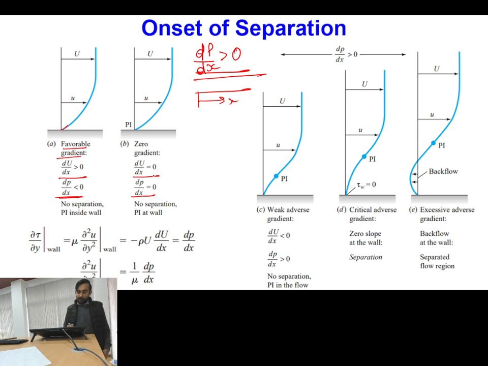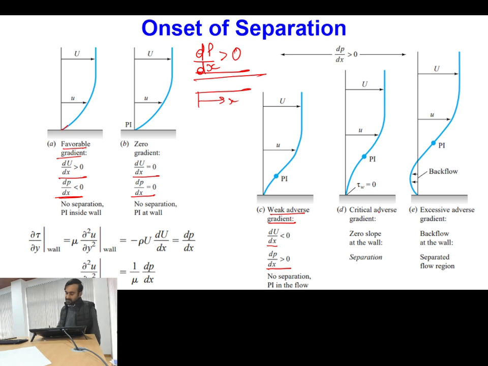Okay, now this is the third condition. Here I have dP by dx greater than 0, and du by dx will be less than 0. When pressure is increasing, velocity will actually be decreasing. In this scenario, this is called a weak adverse pressure gradient. It means dP by dx is not very high; its value is positive, but it is close to 0.